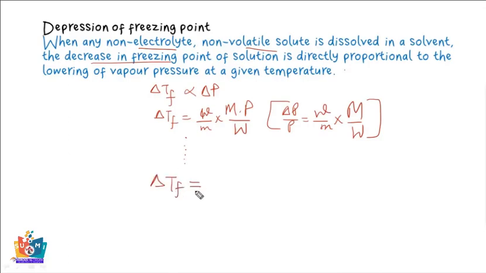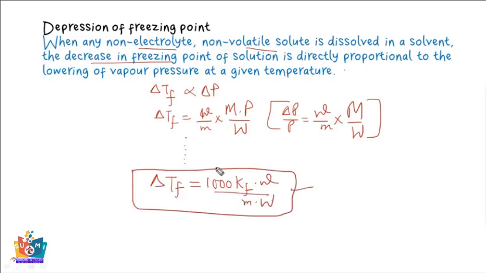We'll reach a relationship like delta Tf equals 1000 Kf w divided by small m capital W. The only difference between the earlier relation and this is there was Tb in case of elevation of boiling point. Now it is Tf due to freezing point. And there was Kb in the elevation of boiling point. Now it is Kf for freezing point. And this Kf is called molal freezing point depression constant. This is also called cryoscopic constant.